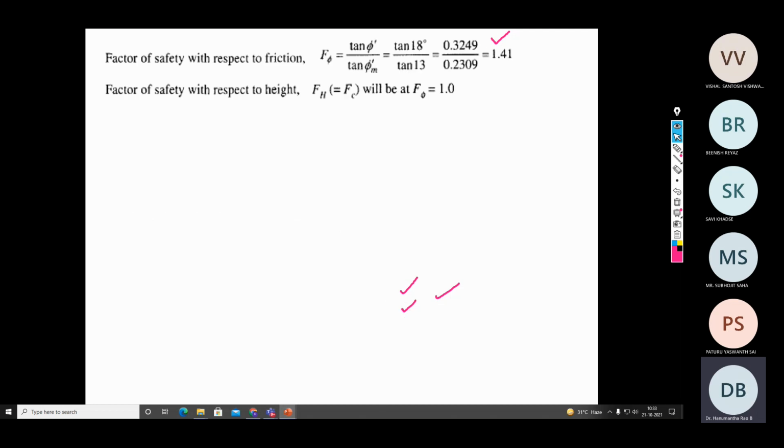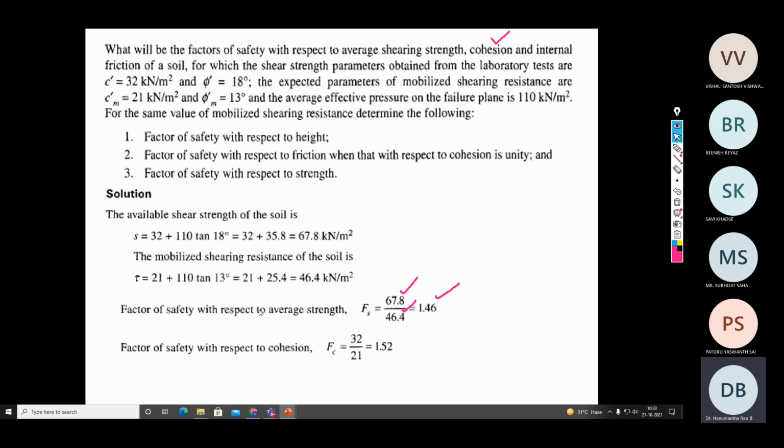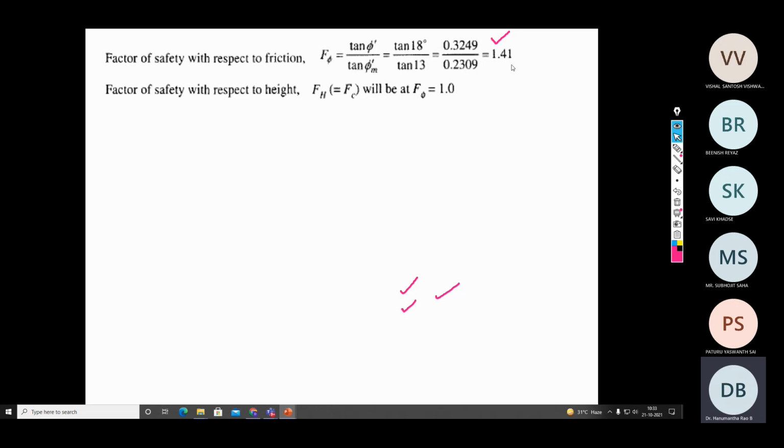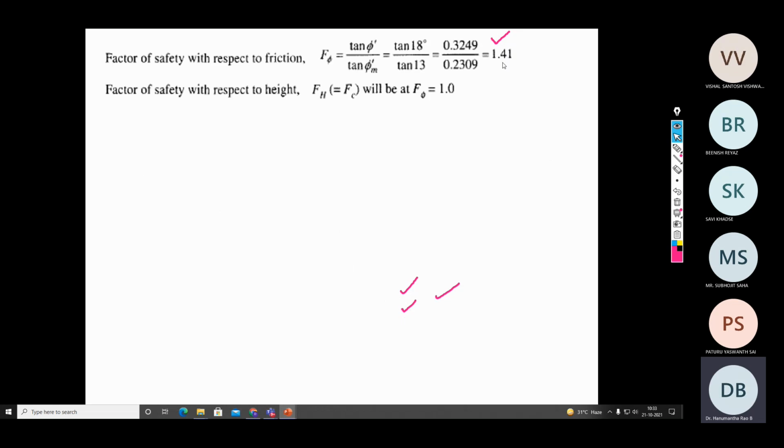So now the factor of safety with respect to the friction is tan phi dash by tan phi dash m. So tan 18 by tan 30, that is 1.41. Here you can look at it: the overall factor of safety with respect to average shear strength is 1.46, with respect to cohesion is 1.52, and with respect to the friction is 1.41. So among these three conditions, it shows that the friction is the critical one.